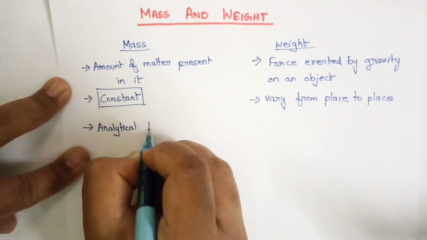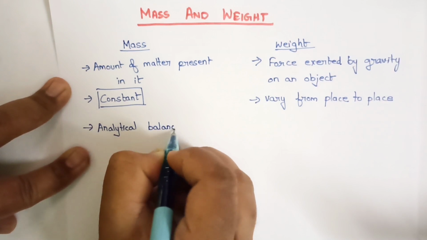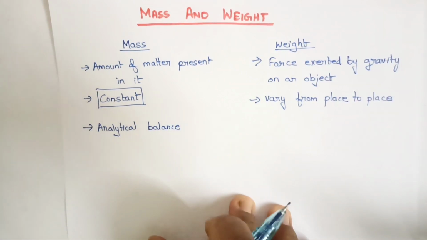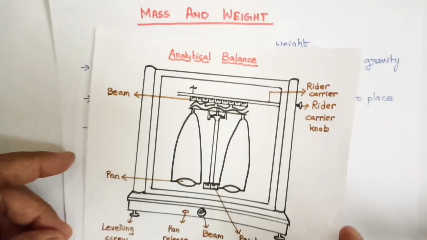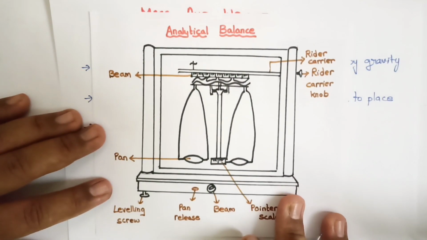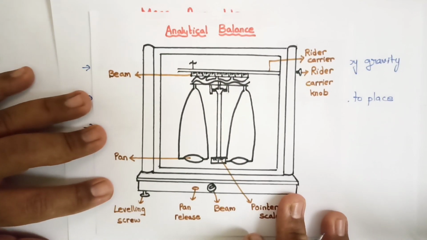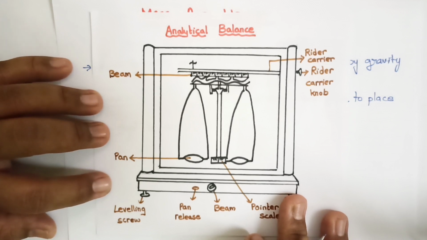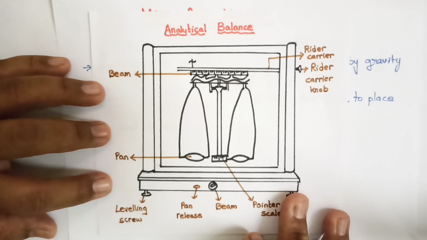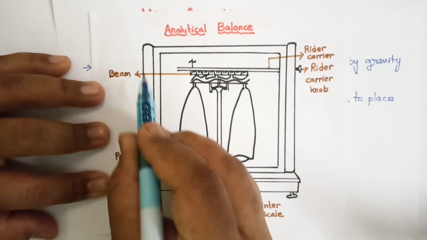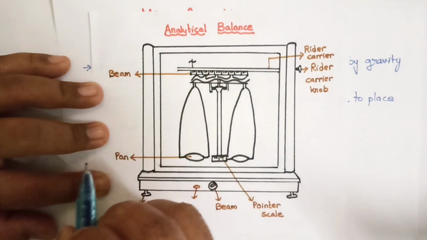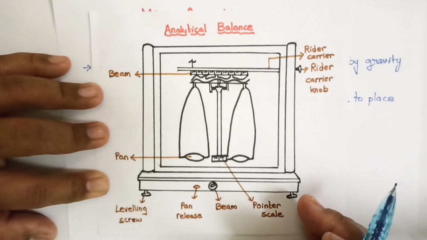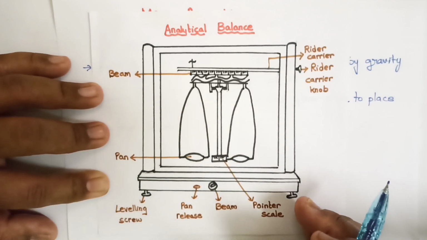How is it determined? It is determined by using an analytical balance. An analytical balance appears like this. To get a short idea about the analytical balance, you can look into the picture. It is present inside a box in which even air is not present. That means it is measured in a vacuum state.